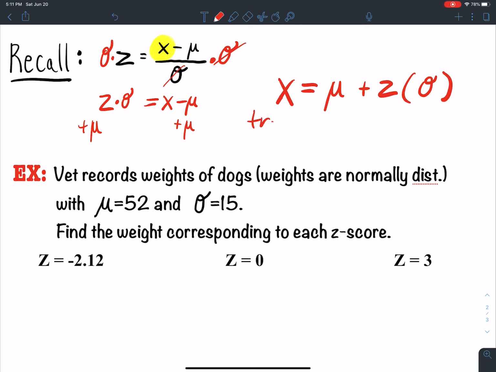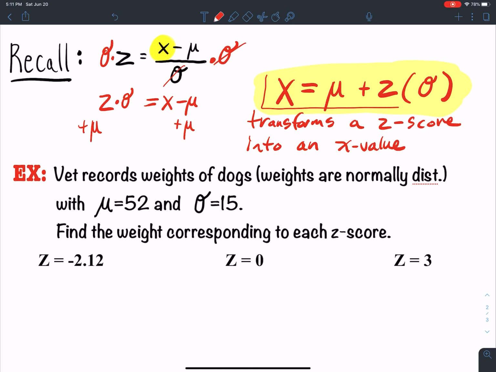This transforms a z-score into an x value. So this is the formula used to transform a z-score into the x value. Okay, it'll be on a formula sheet, but you may want to write it down just so you've got it.